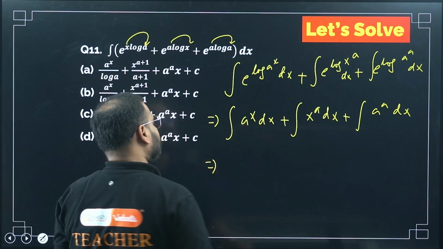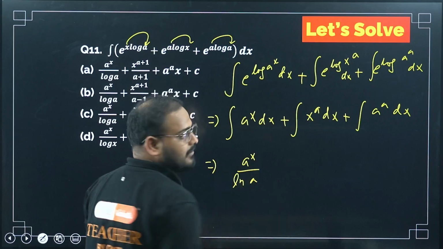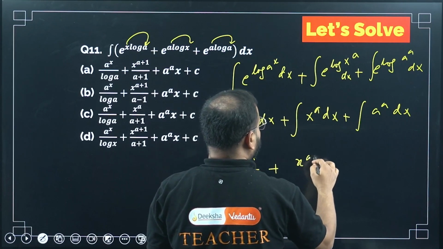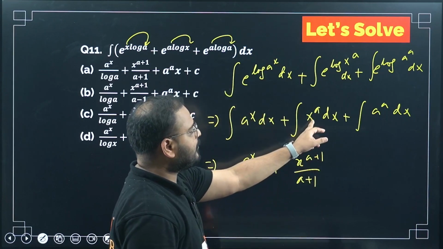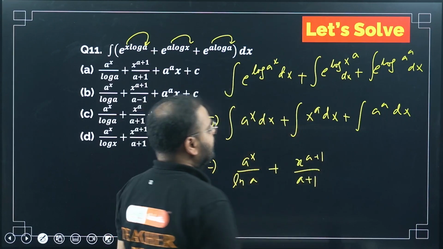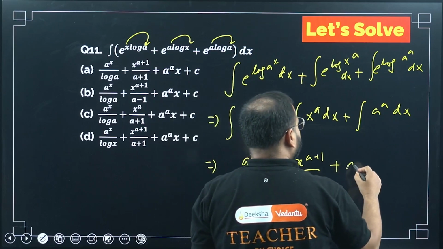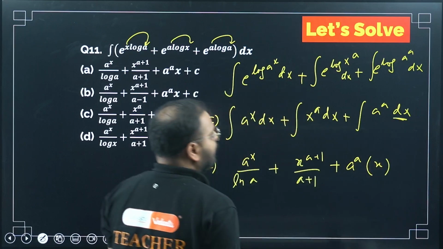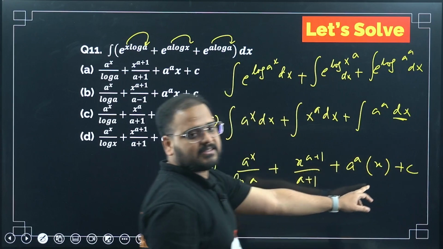The integration of a to the power x is a to the power x upon ln a, correct? What about this polynomial form? x to the power a plus 1 upon a plus 1. What is this last one? It's a constant, so I can take the constant outside. And what is left is only dx. The integration of dx is simply x. Then the constant c, so plus c.